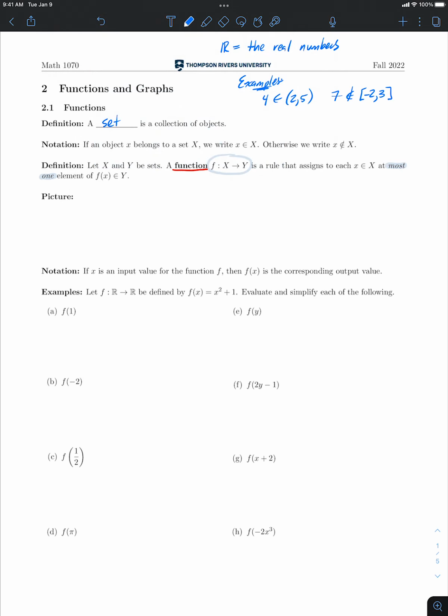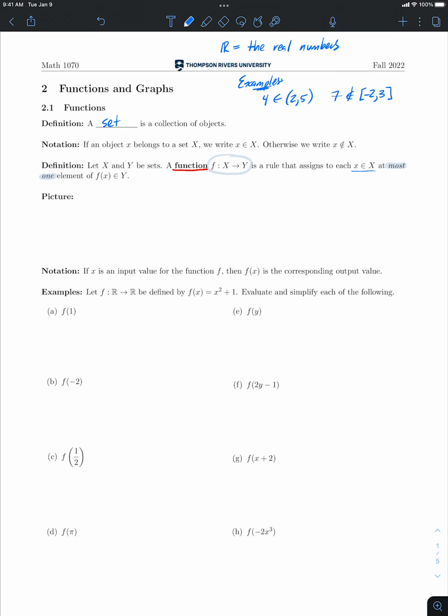So it assigns to each element little x that belongs to your set capital X at most one element of y, and the notation we use for that corresponding output value is f of x. But at most one element. So in other words, if you plug in an input value, it's only going to give you one unique output value that corresponds to that input value. It's not going to give you two different possible output values. That's the big distinction.